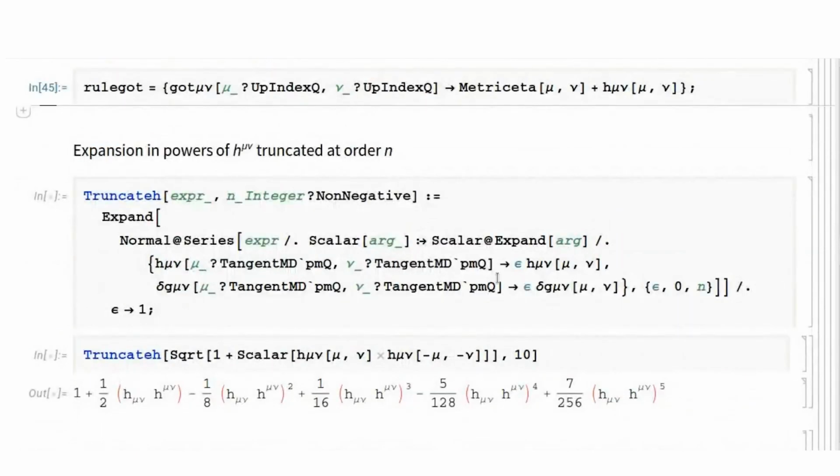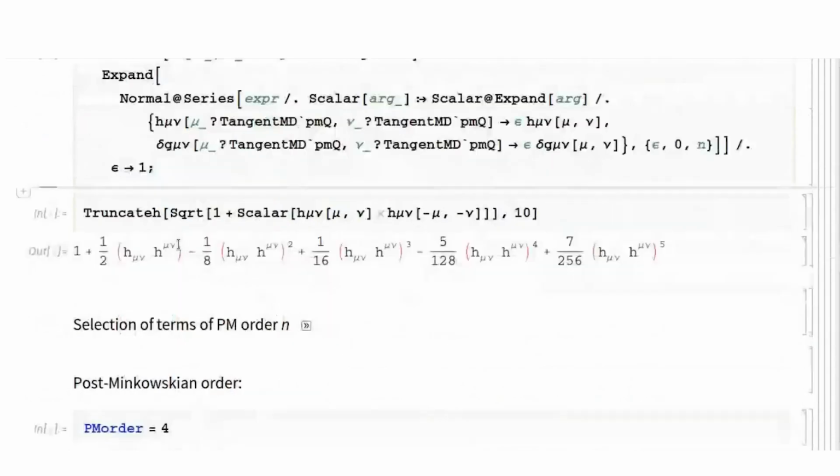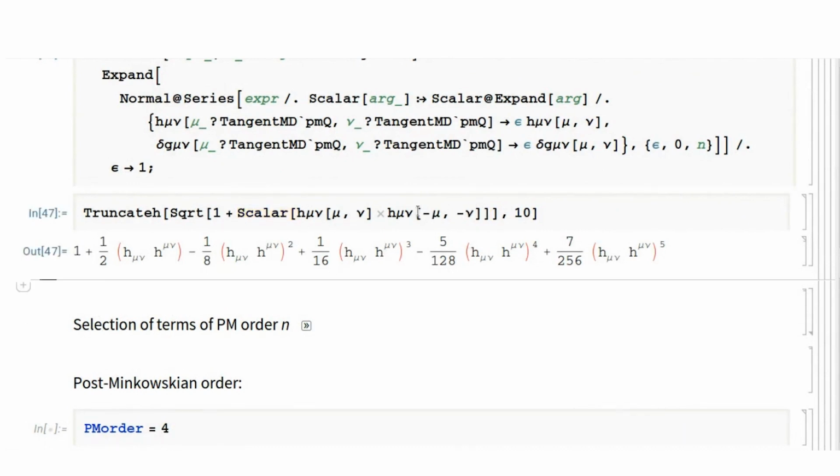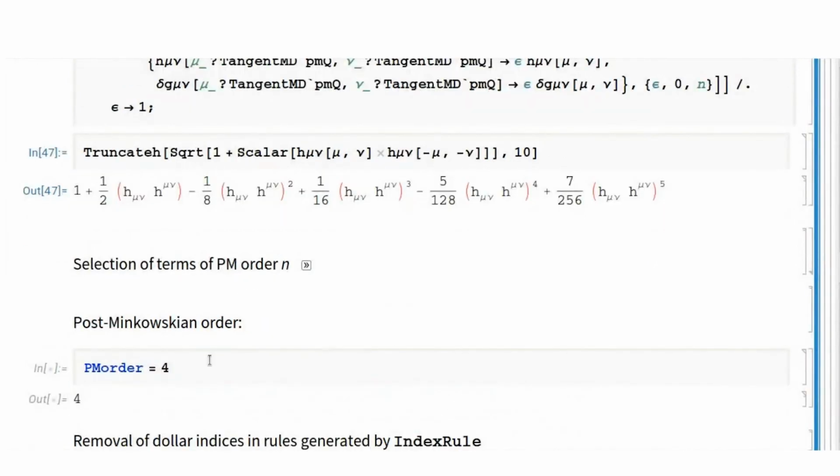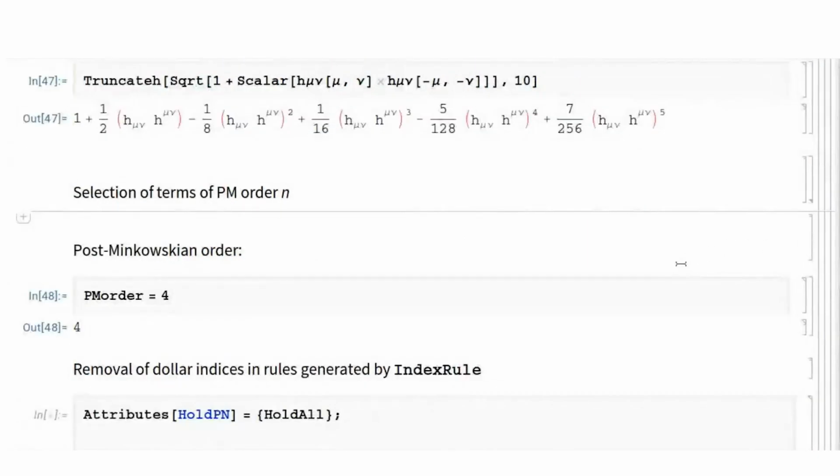This is our perturbation. Using the small parameter, I introduce a truncation command. For instance, here I truncate the square root of 1 plus h squared at order 10 in h. You see, so it works. So here, this is the post-Minkowskian order. I need to execute this piece also.